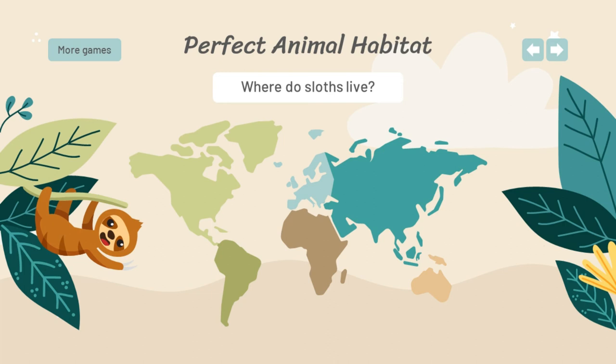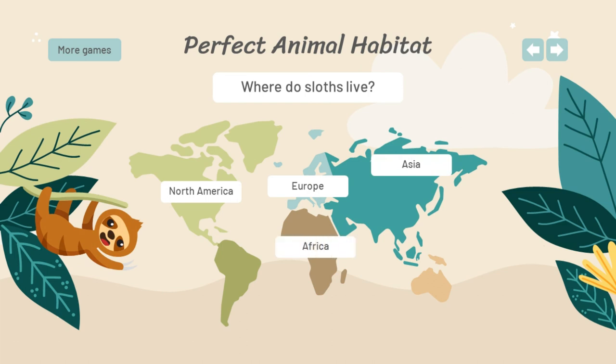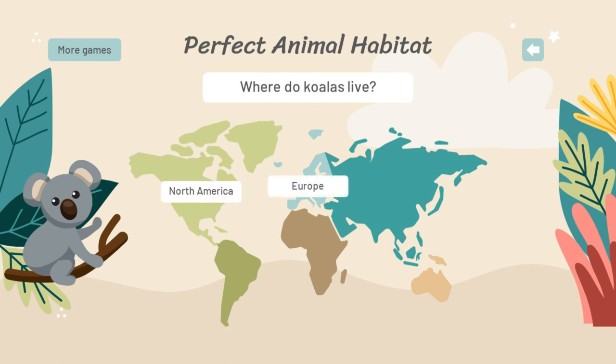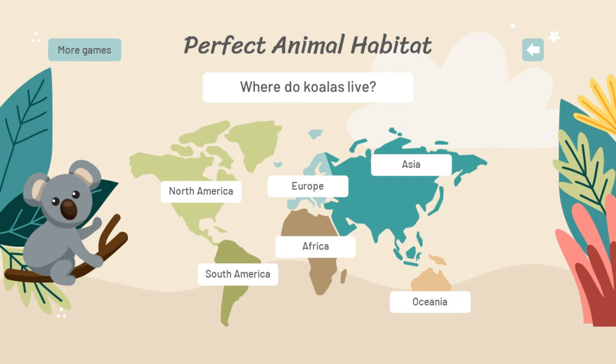Where do sloth live? North America, Europe, Asia, Africa, South America, Oceania. Where do koalas live? North America, Europe, Asia, Africa, South America, and Oceania.